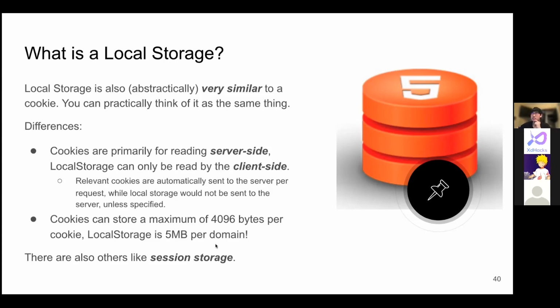And another big difference is that cookies can store a maximum of 4,096 bytes per cookie, while local storage is 5 megabytes per domain. So that's quite a big jump. And there are still other kinds of storages like session storage and things like that I wouldn't be going into today.